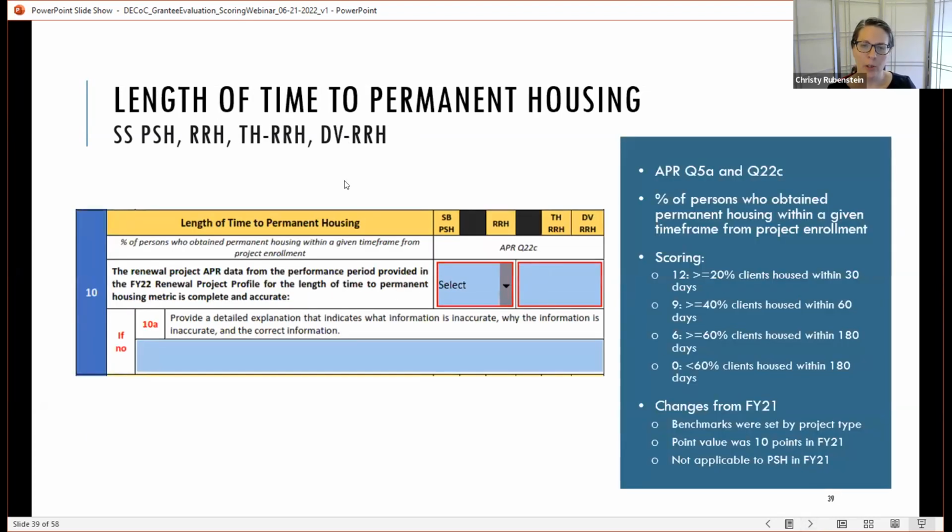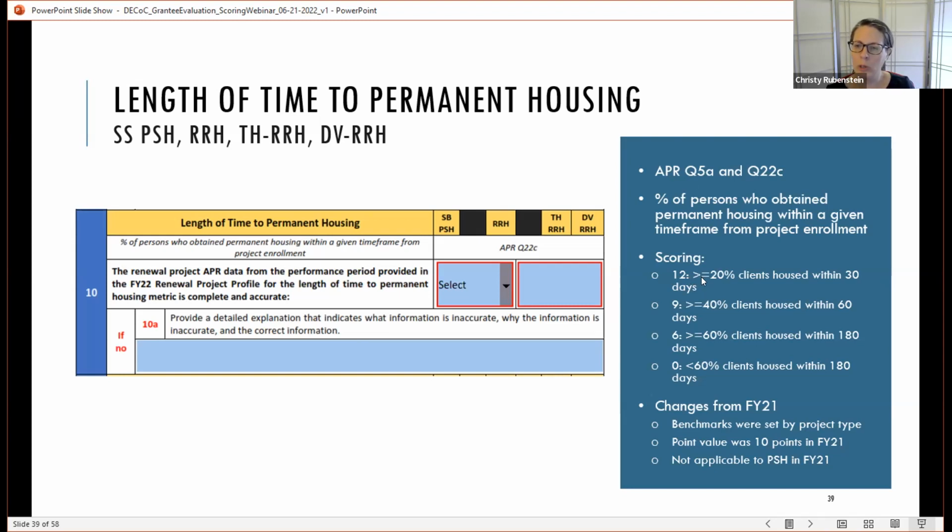Length of time to permanent housing, oldie but a goodie. 22C is where this comes from. This is only for permanent housing projects, right? So our PSH, rapid rehousing, the TH to rapid rehousing, and the DV rapid rehousing, not TH, and only scattered site PSH, not the site-based. The scoring was at 10 points, it's up to 12 points. We're looking at the percent of persons who obtain permanent housing within a given time frame. And you're going to have to look at this one to see if you get the points, because the timeframes change a little bit.